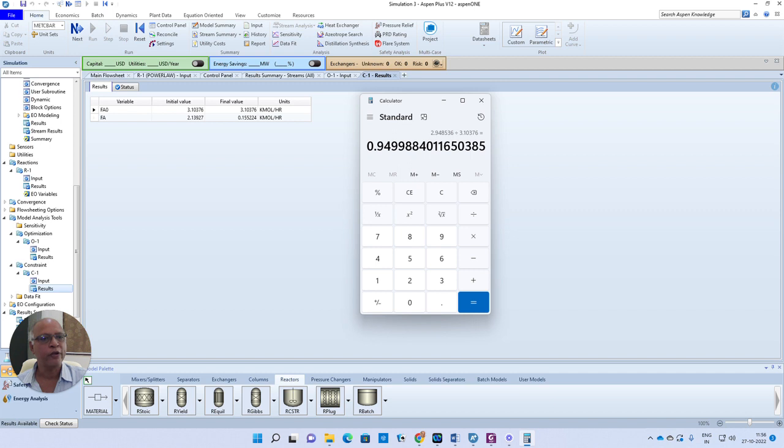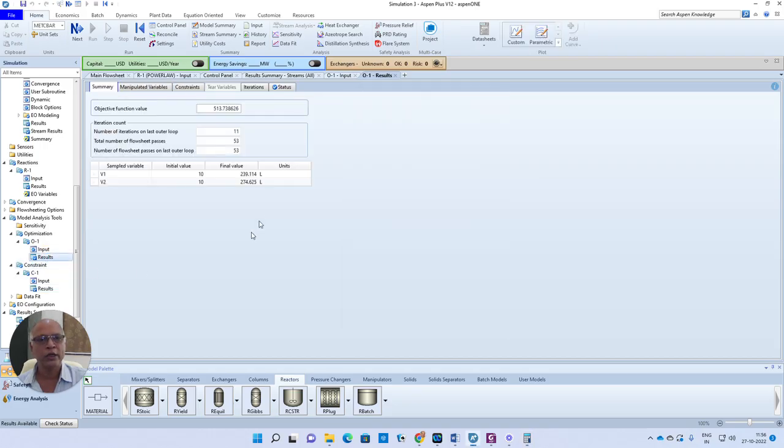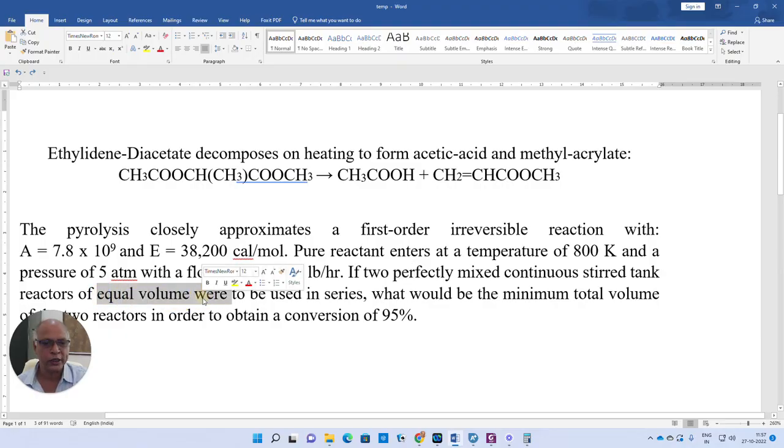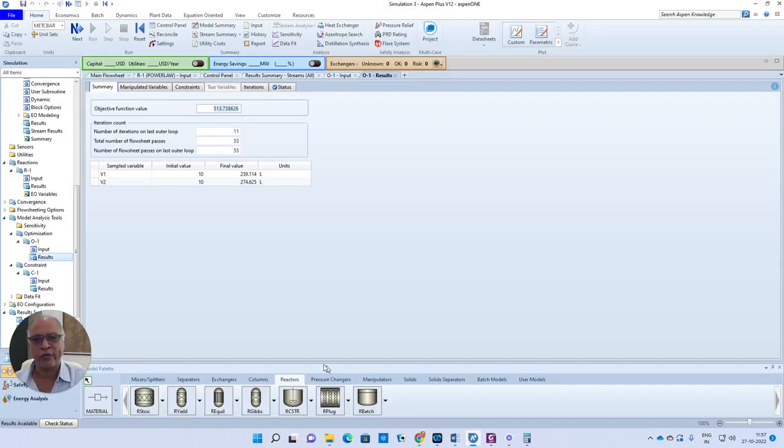So we got to 95% conversion within the tolerable limit. So we were able to satisfy the constraint. We wanted to get 95% conversion, which has been achieved. But what about the optimal result? We got a total volume of about 513 liters, and the volume of the first reactor is 239, whereas the volume of the second reactor is 274. However, you can see from the problem statement that we need to use two equal volume CSTRs. This part was not yet addressed. Let us see how to address this as well.